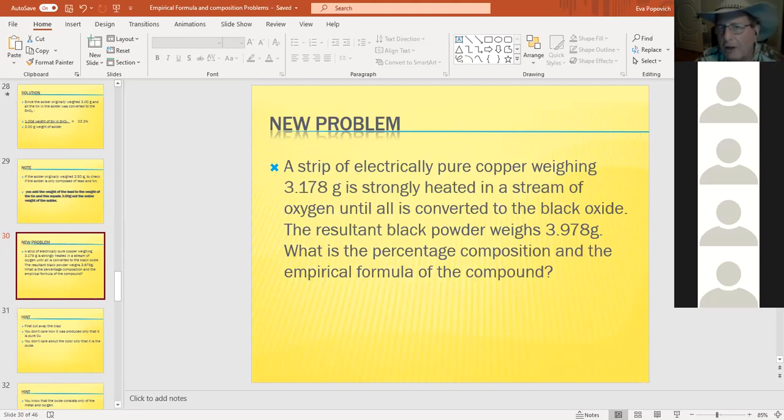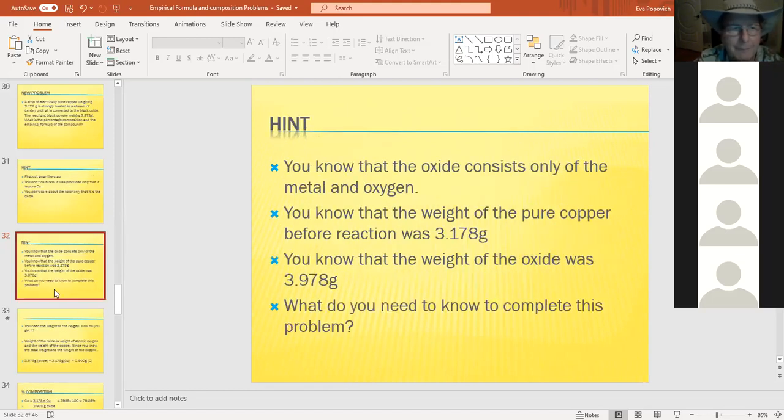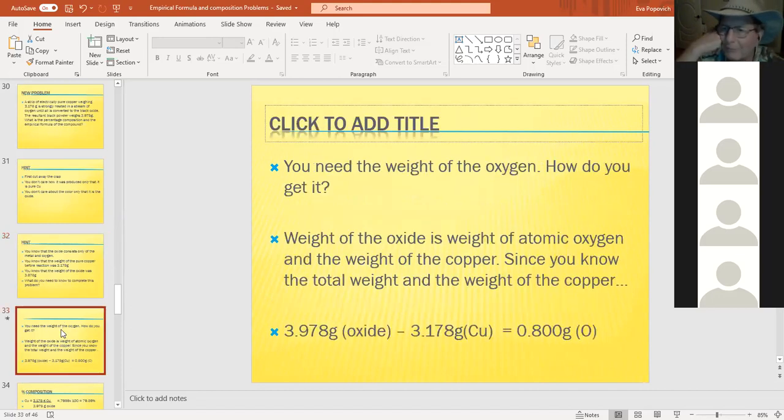So if the black oxide weighs 3.978 and I started off with 3.178 grams of copper, can you tell me how much the oxygen weighs? Yes. You just subtract them. Rebecca, how much is it? Let me grab a calculator. 0.8. Okay. This is the weight of the oxide. This is the weight of the copper. All you got to do is subtract the copper from the copper oxide. This gives you the weight of the oxygen.